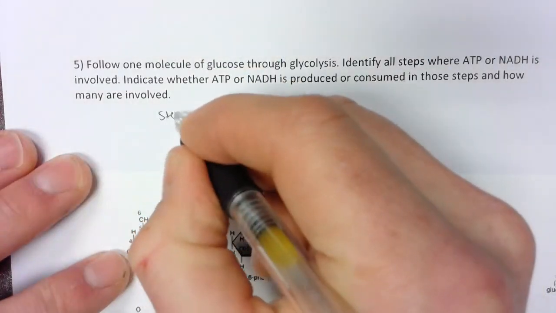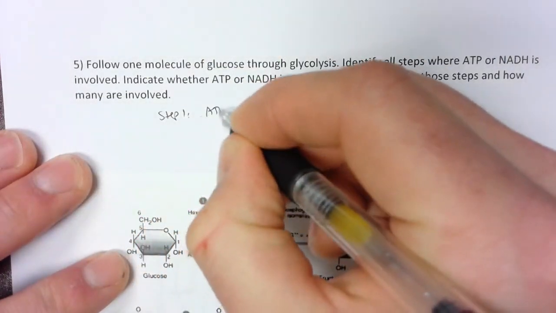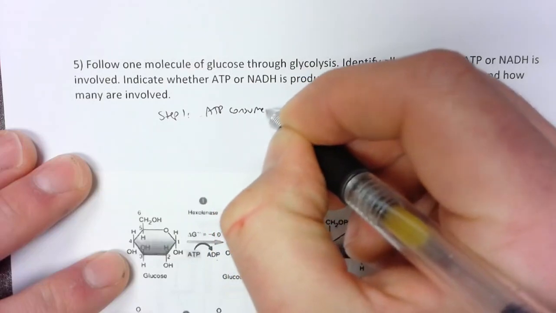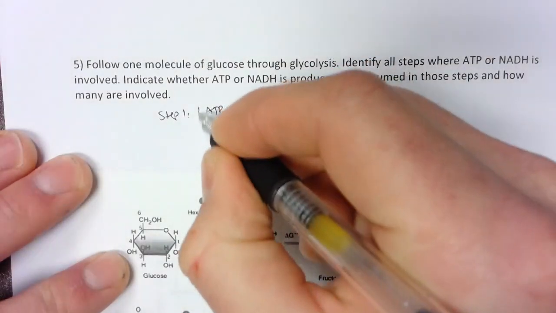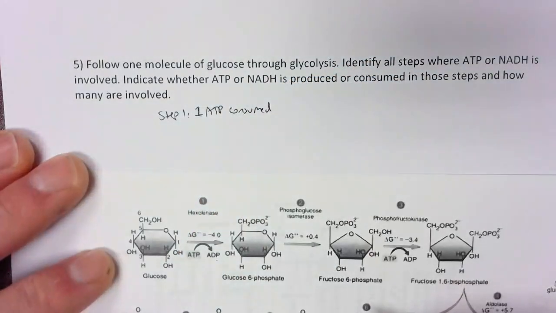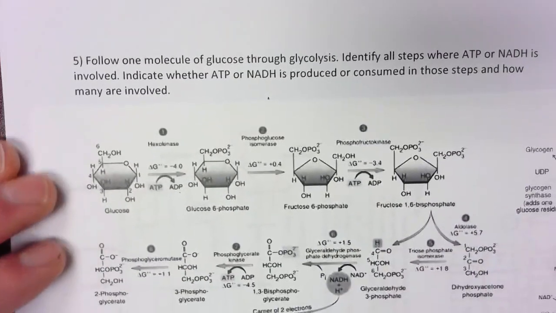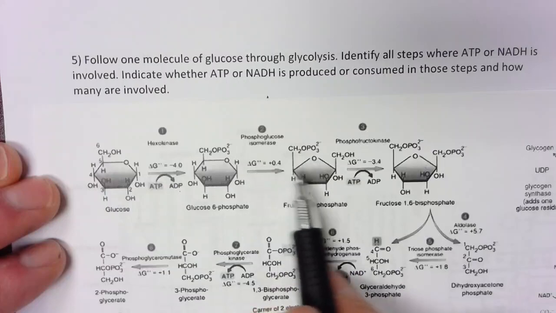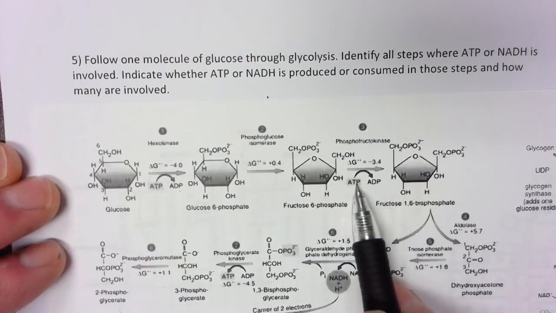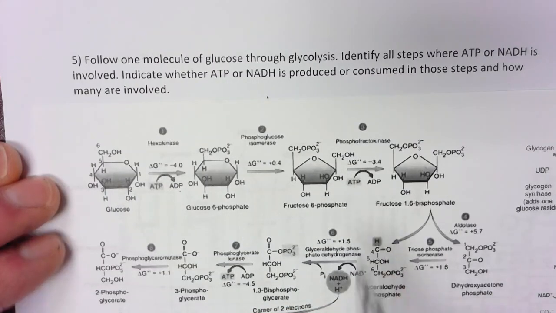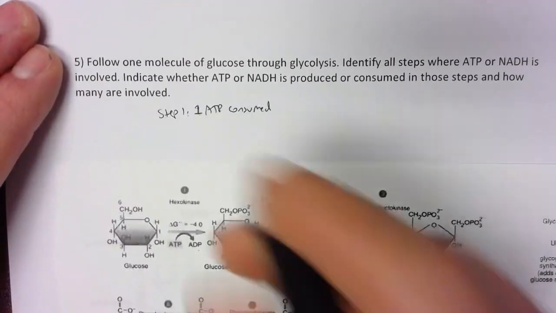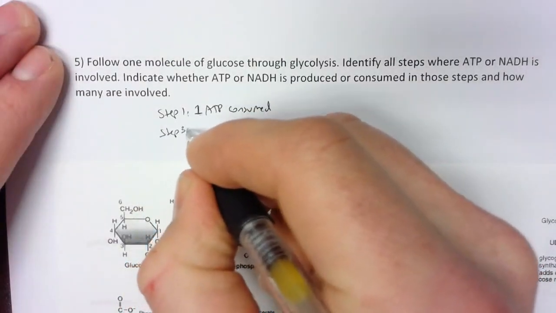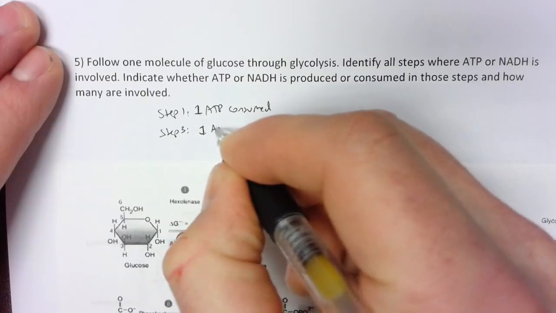We can write step 1, ATP consumed. And the question would be, how many is consumed? Well, just 1 ATP is consumed in step 1. Moving on to step 2, I don't see any ATP or NADH involved. Step 3, ATP is consumed again. Okay, so step 3, 1 ATP consumed.